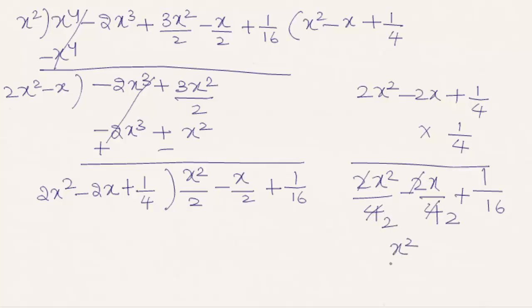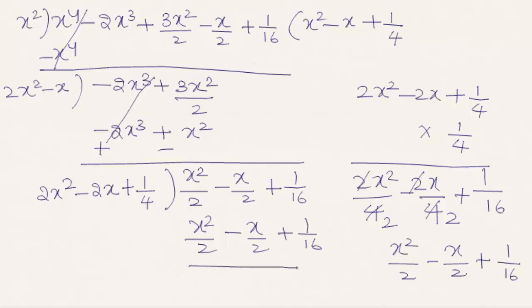We get this as x square by 2 minus x by 2 plus 1 by 16. Let us write this over here. X square by 2 minus x by 2 plus 1 by 16. And here by subtracting this we get the additive inverse of x square by 2 is minus x square by 2, and the additive inverse of minus x by 2 is plus x by 2, and the additive inverse of plus 1 by 16 is minus 1 by 16. So here all the terms get cancelled, and we get the remainder as 0.